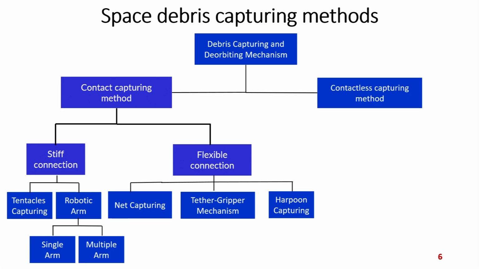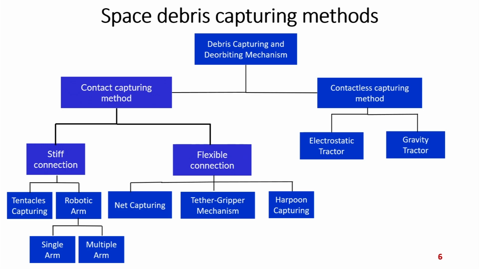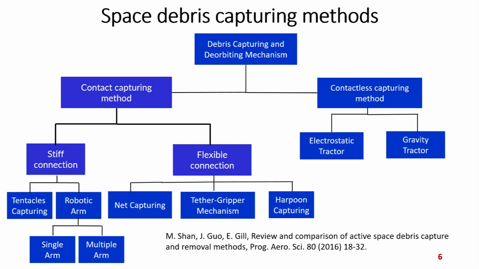Then the contactless capturing methods. Here one method is called the electrostatic detector, we will see what that is. The other is the gravity detector. All these methods we will see with a little bit more detail along with cartoons, so that we understand what each method is. This is the reference from which I have taken this material.